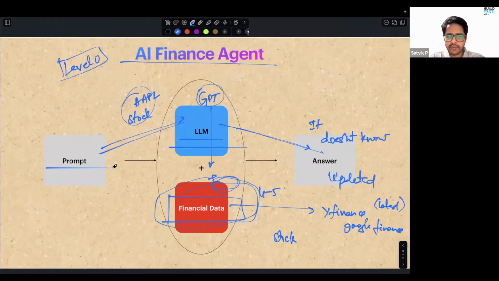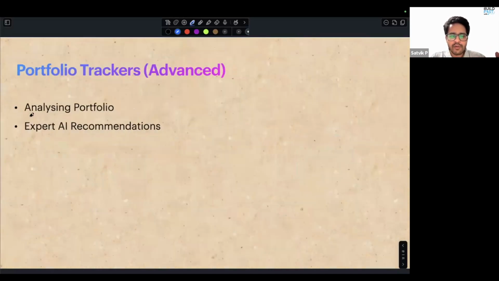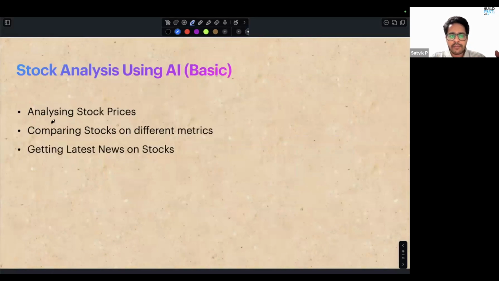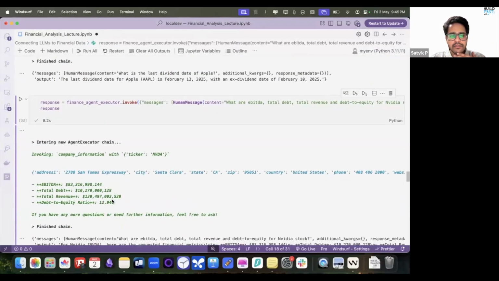So these are very simple questions, but I want to add some more complicated questions. Let's say I want to get some portfolio recommendations, or maybe I want to analyze some stock prices or get some latest news. These are some of the things that I should be able to do with all the data that I have. I have all the data for finance as we speak.